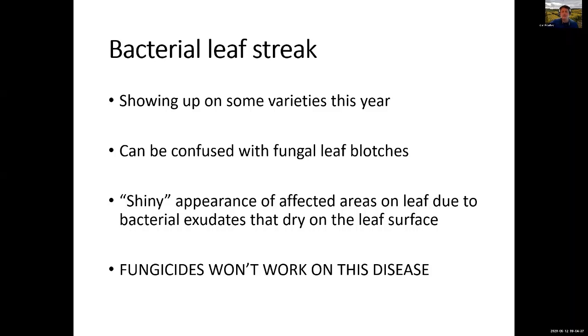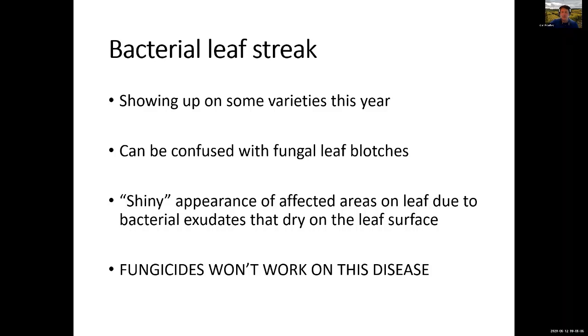One of the things that makes this disease important is that it could easily be confused with some of the fungal leaf blotches. And obviously with this being a bacterial disease, fungicides are not going to work to control this disease. So if you are seeing leaf symptoms out there and decide to spray a fungicide and those symptoms continue to advance, it could potentially be bacterial leaf streak.